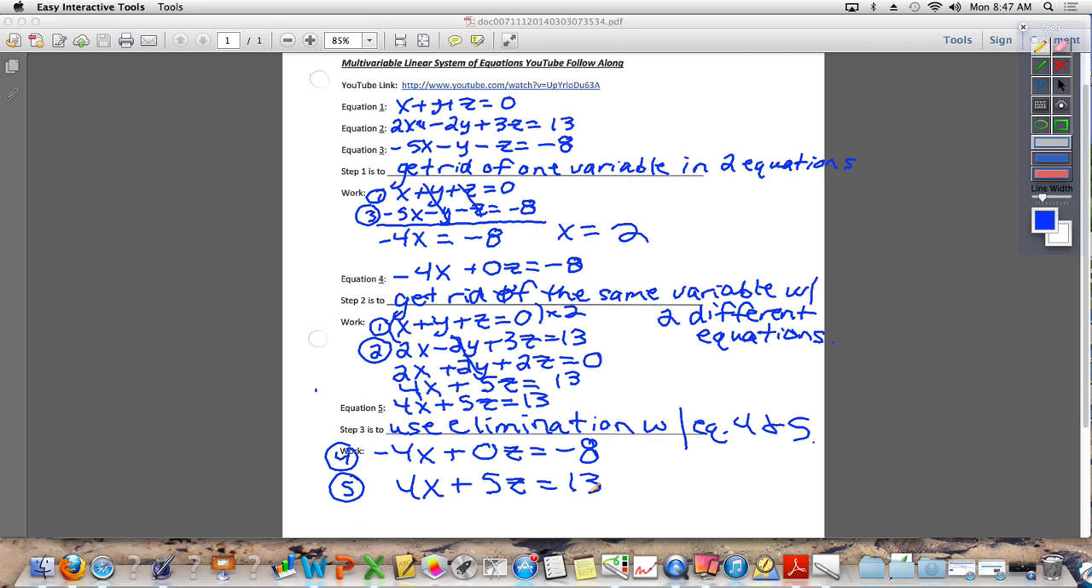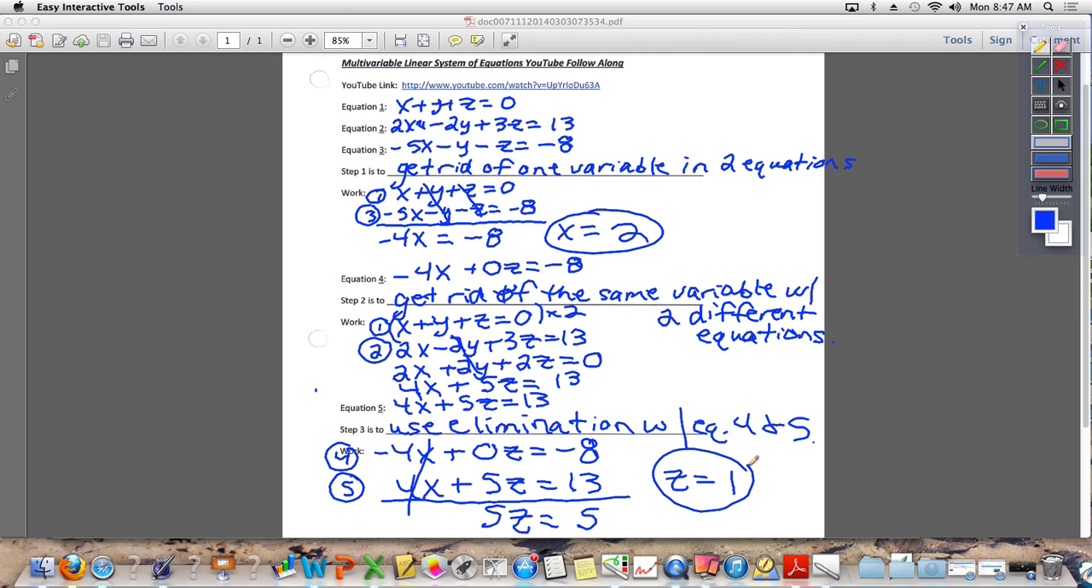Do you kind of get where this is going now? The x's are going to cancel out now. So when I add these two together, these x's cancel out. We have 0z and 5z, that is 5z is equal to negative 8 plus 13, which is 5. Divided by 5. So what's z? z is 1. So now we know one of the variables. By the way, we know another variable too. Do you remember the other variable that we figured out early on? x was equal to 2.